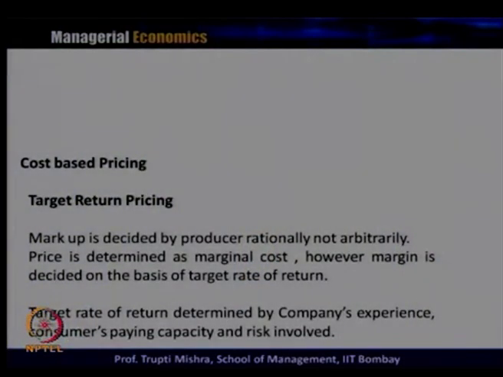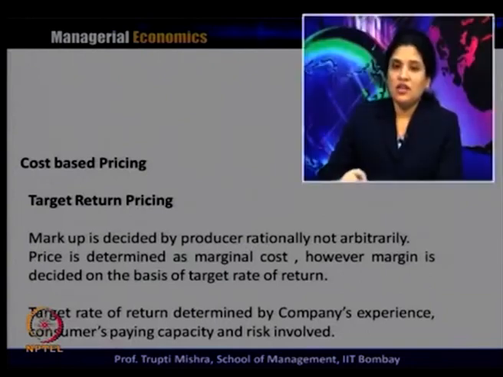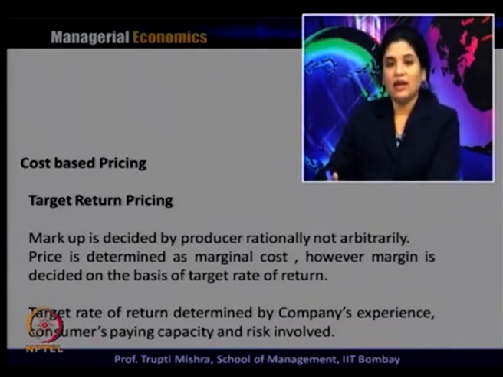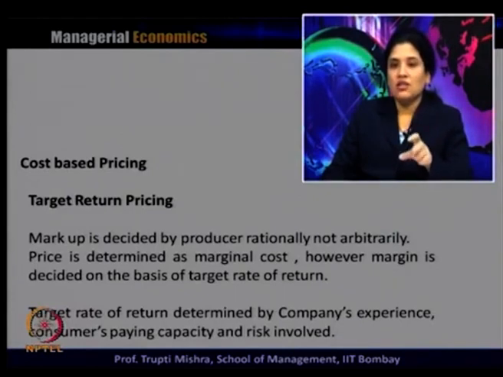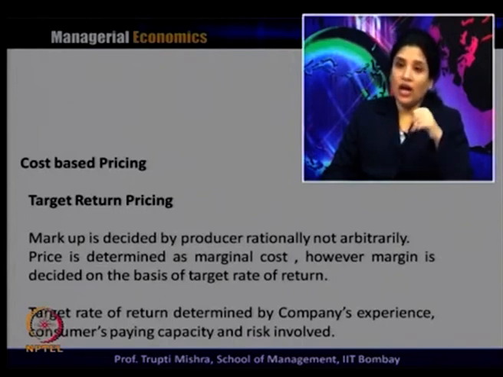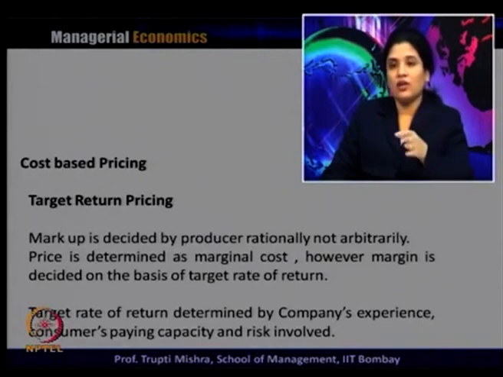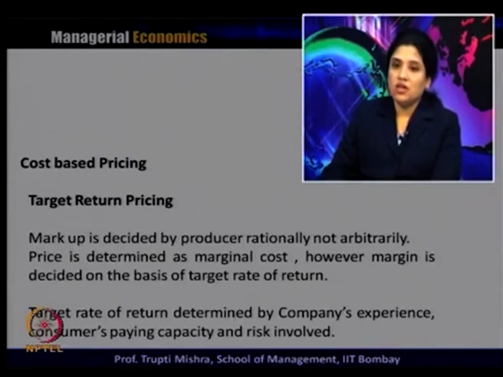Then we have target return pricing, and here the markup is decided by the producer rationally, not arbitrarily. Price is determined as the marginal cost, however the margin is decided on the basis of the target rate of return. Here again, the pricing is on the basis of marginal cost, but the margin, that is the cost plus M, is decided on the basis of the target rate of return. And how is the target rate of return determined? It is determined by the company's experience, consumers' paying capacity and the risk involved. They have to assess how much the consumer is ready to pay for this product, and on that basis generally they set their margin.